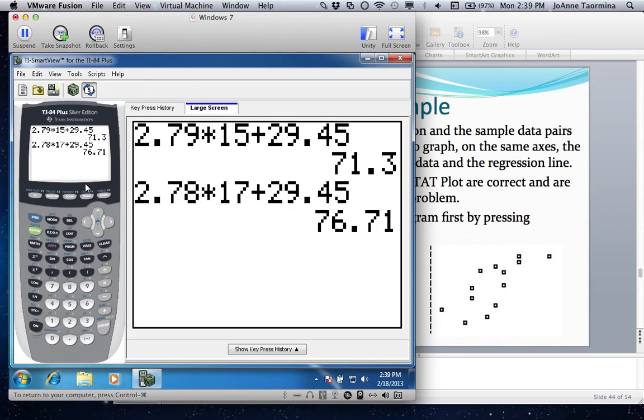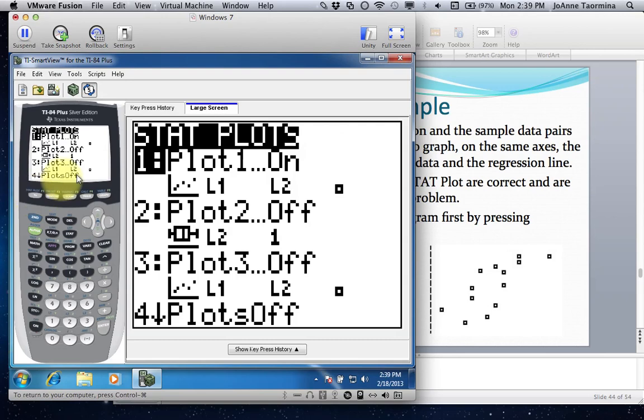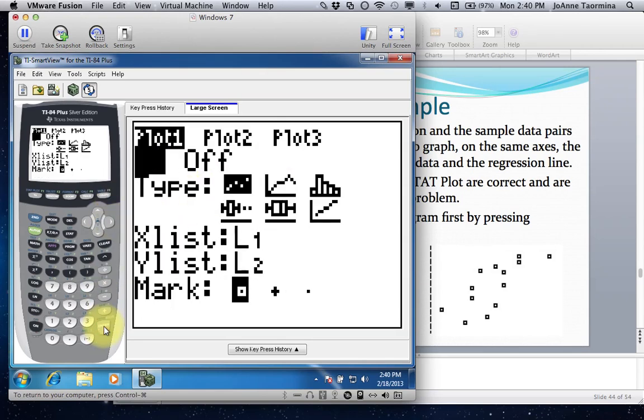Let's make sure the settings were correct from last time. I have not changed them here, but if you want to just double check your settings, second stat plot, make sure that one is on, the other two are off, and for the one that's on, press enter. It should be on type scatter diagram. Its X list should point to your X values and Y list should point at your Y values. Just double check that everything's okay. Mark, it doesn't matter what you use.